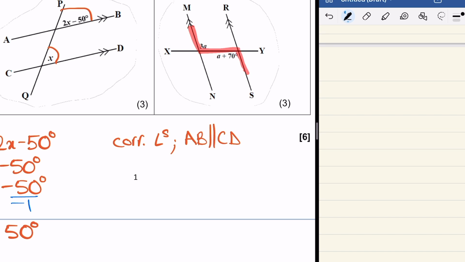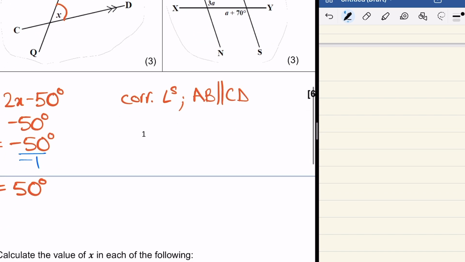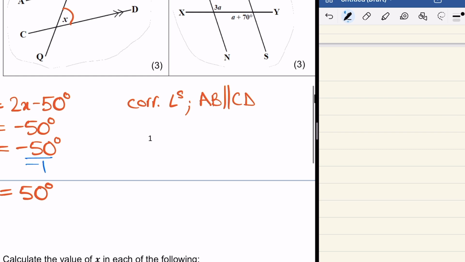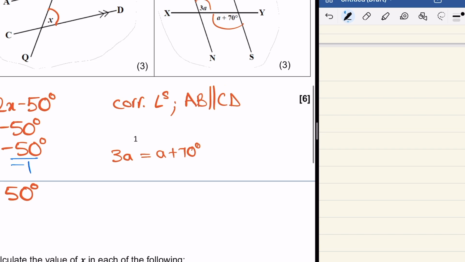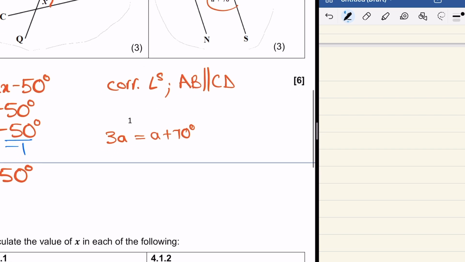Now remember the Z can be like that, it can be like that, it can have all kinds of orientations. Your job is just to identify it. So we've identified that they are alternate angles, and what do we know about alternate angles? We know that they are equal, so that means this angle 3A is equal to that one. So that's a statement you're going to make. You're going to say that 3A is equal to A plus 70. That's a statement that gets you started off. And my reason for saying that is alternate angles.